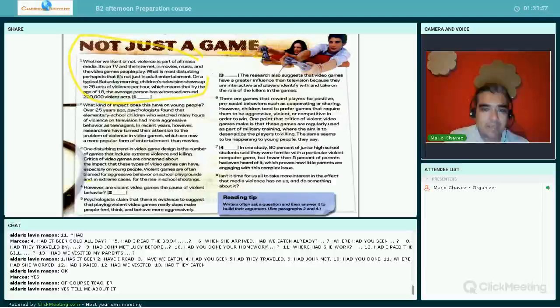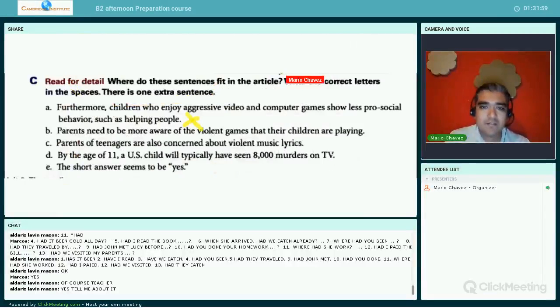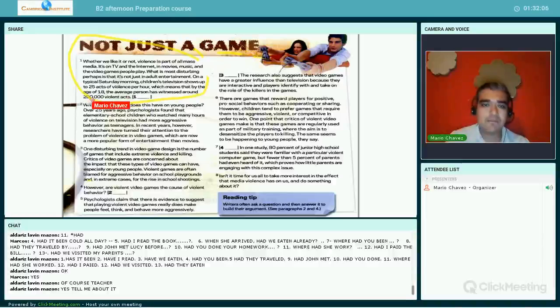But let's try by yourself. Try it yourselves. This one, number two: parents need to be more aware of violent games that their children are playing. Where do you think it can fit? Where do you think it can go? Take your time, but try to do it. Which of the paragraphs is talking about parents?